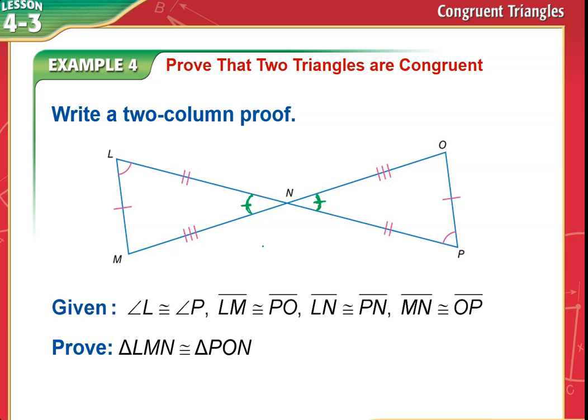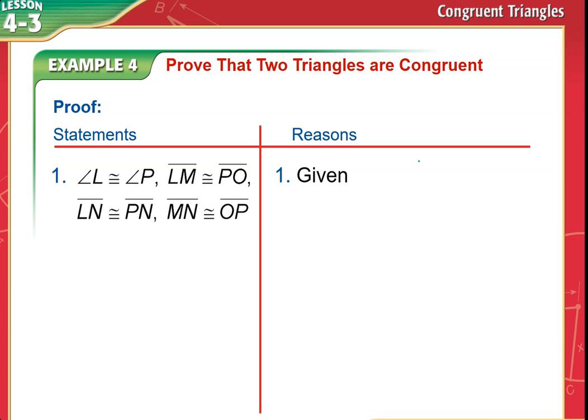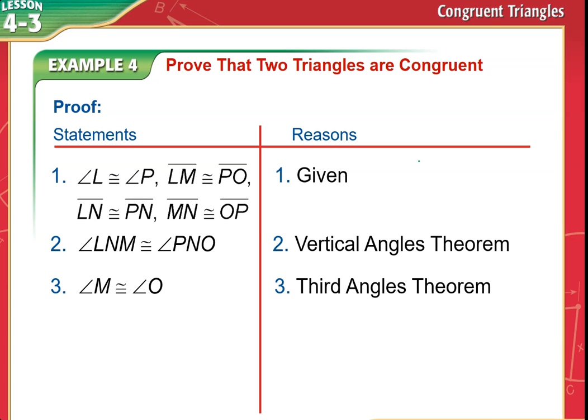But the nice thing is we have the third angle theorem that says if two angles are congruent, then the third one has to be congruent. So angle M has to be congruent to angle O. Let's finish off the proof. There's our third angle theorem. Therefore, triangle LMN is congruent to triangle PON.